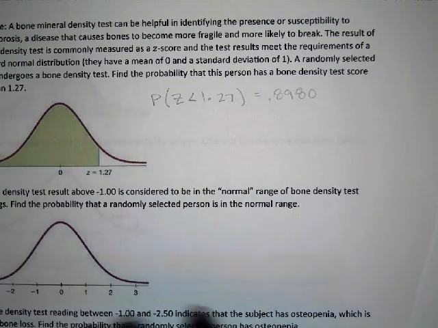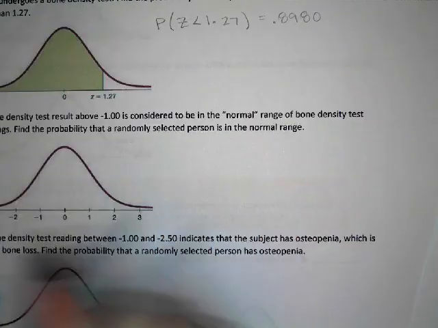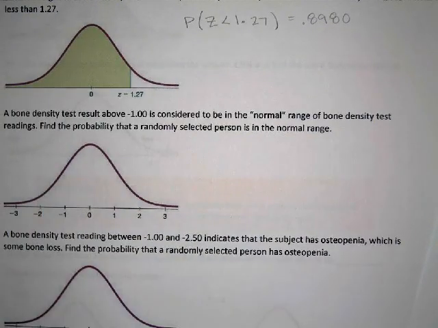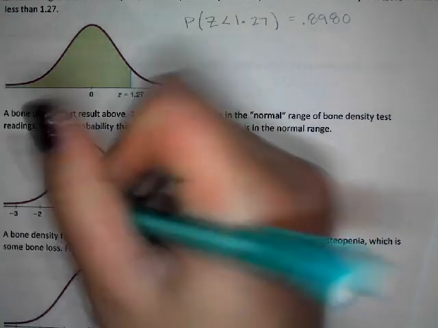All right, the next example problem says a bone density test result above -1 is considered to be in the normal range of bone density test readings. Find the probability that a randomly selected person is in the normal range. So above -1, here's -1.